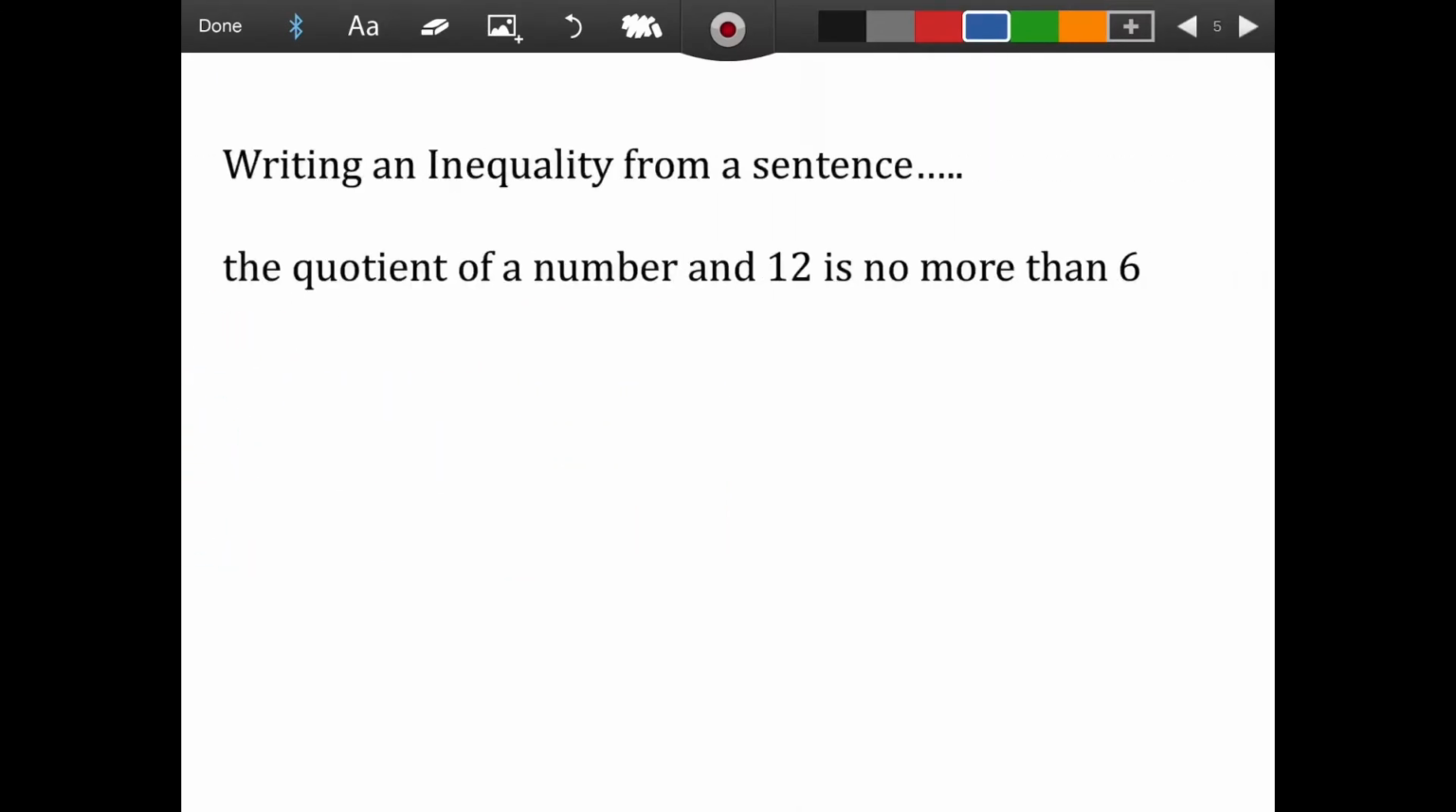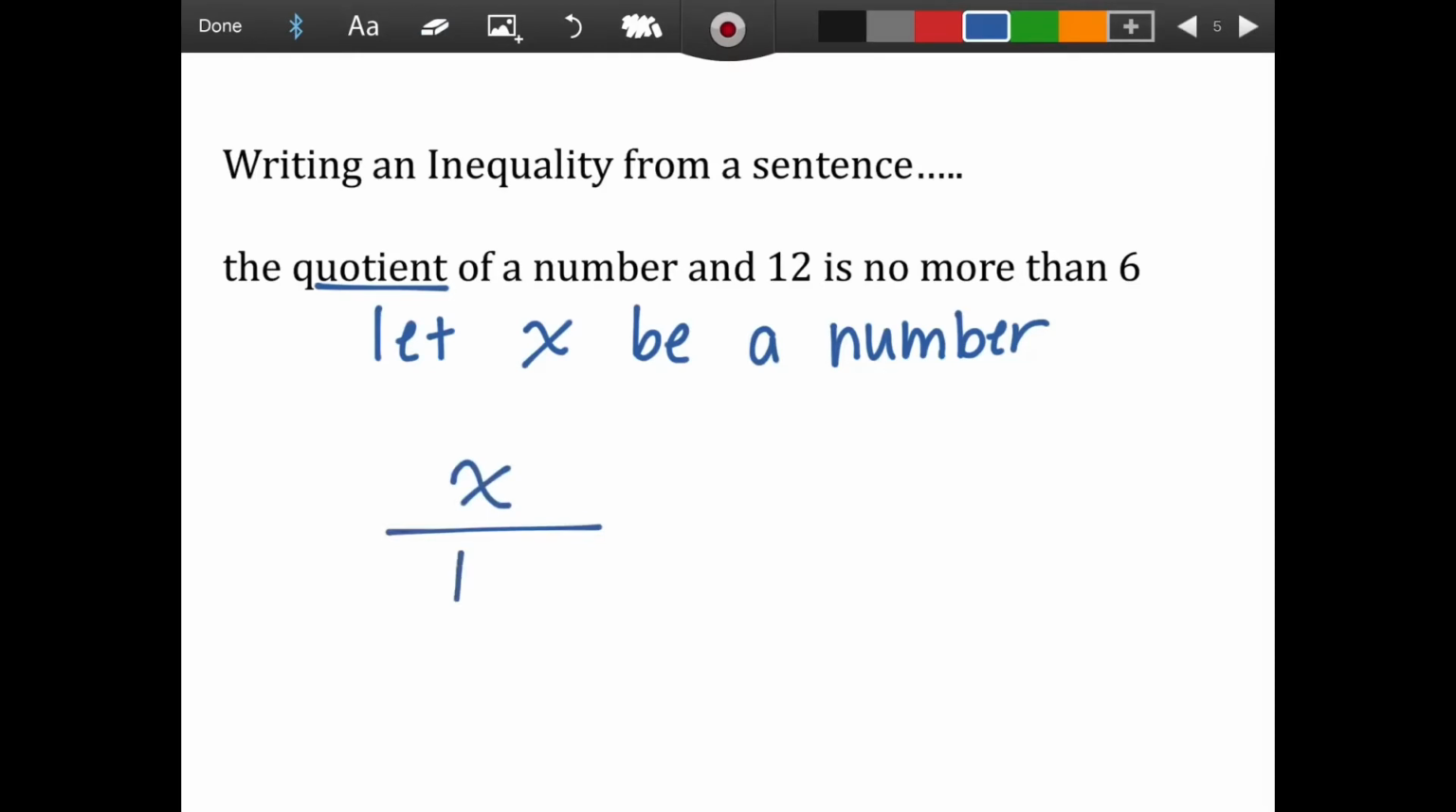Let's try another example. Take a second, you can pause this video and try this one on your own. Write an inequality for: the quotient of a number and 12 is no more than 6. First we are going to define a variable. So let's say let x be a number. Now, the first part of our expression, we have a quotient of a number and 12. Quotient means that we are dividing. So we're going to have x divided by 12 is no more than 6.